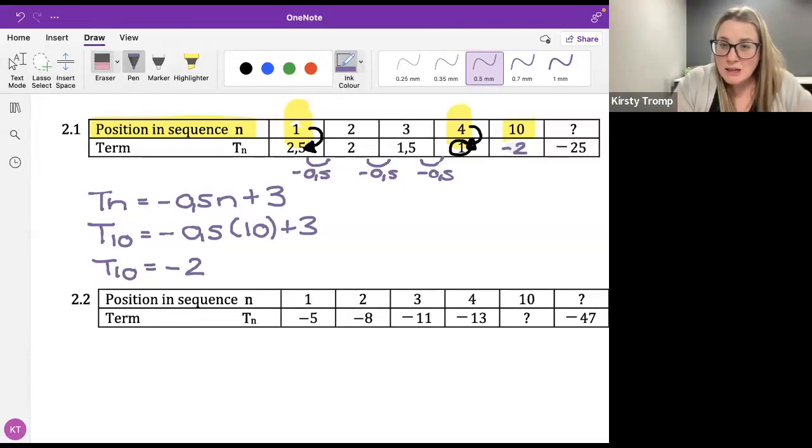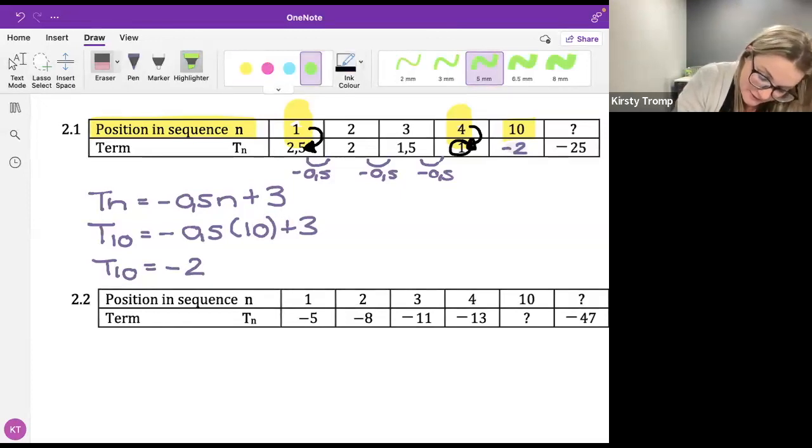I really appreciate it. Okay, so now, guys, we're going to go fill in this one over here. So what have they given me? They've given me negative 25, and that's in this row over here. That's Tn. So instead of seeing Tn, what am I going to see instead? I'm going to see 20.